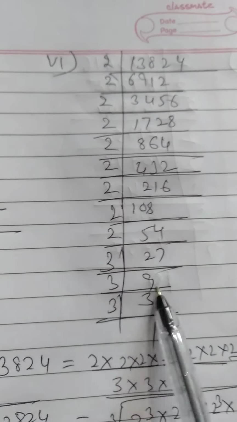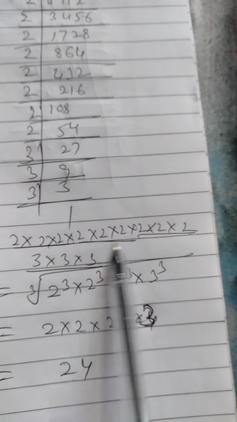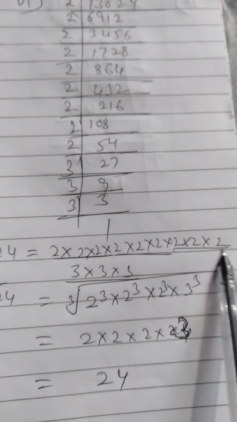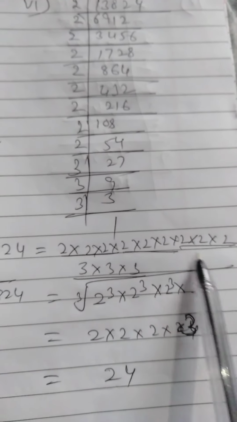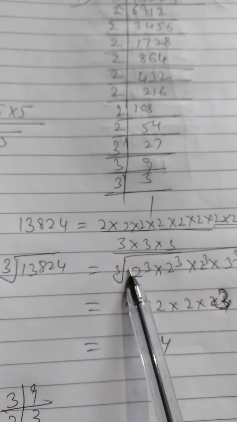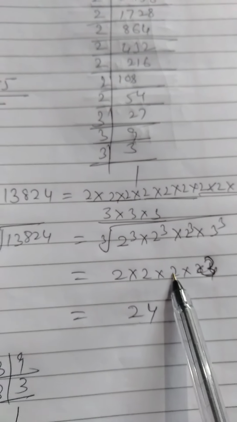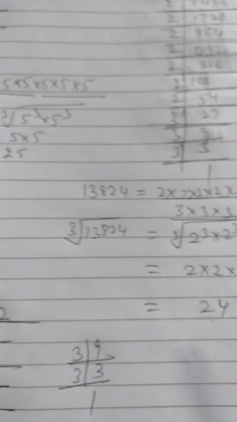Now goes at 3, 3 9s are 27, 3 3s are 9 and 3 1s are 3. So you can write 13,824 as the product of 9 twos and 3 threes. So you can make the pair of three same numbers. So you get the power 2 raised to 3, 2 raised to 3, 2 raised to 3 and 3 raised to 3. Here you can take the cube root sign on both sides. So cube and cube root will cancel out. You can get 2, 2, 2 without cube and a 3. So 2 times 2 is 4, times 2 is 8, times 3 is 24, is the solution.